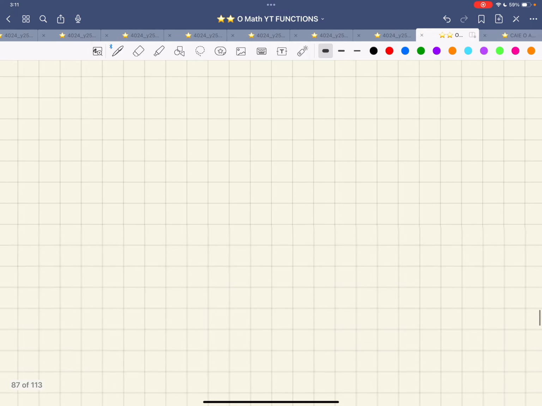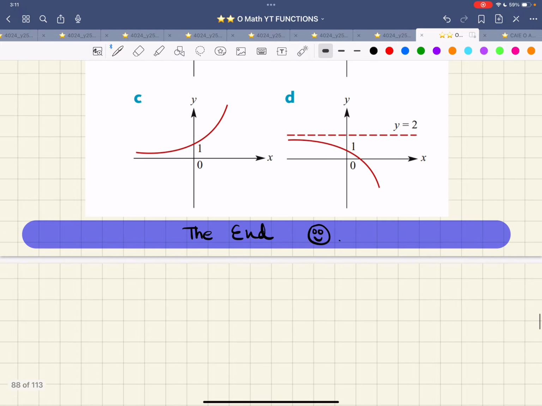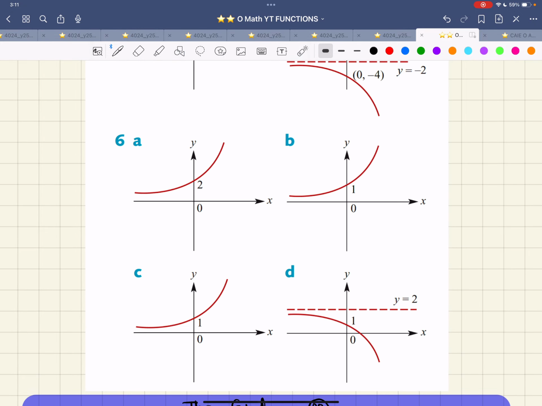Question 5, question 6, and all the answers are over here, and that is the end of the story of this particular topic, which is about exponential functions.